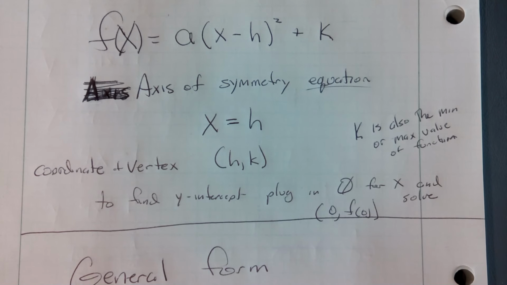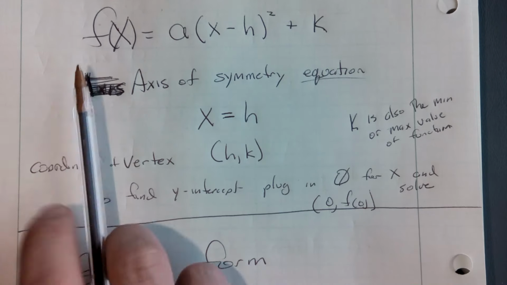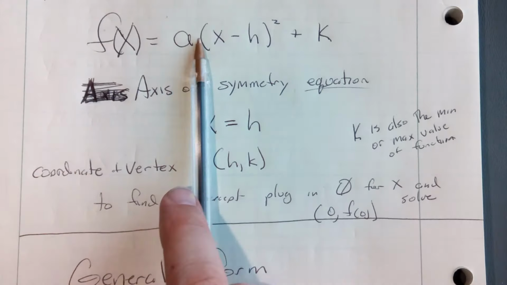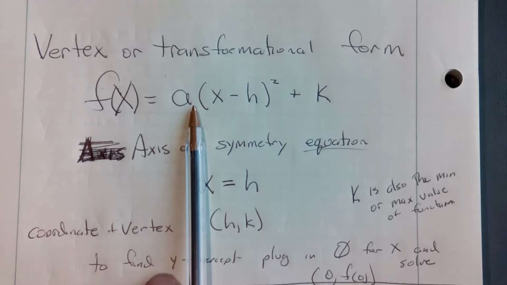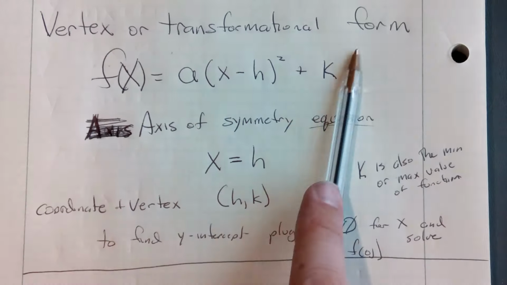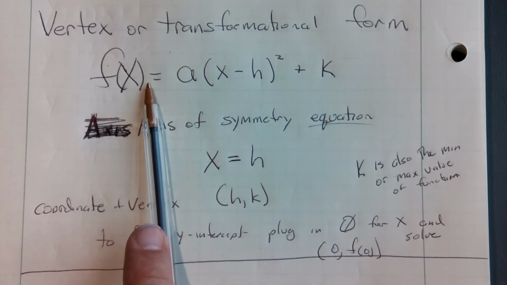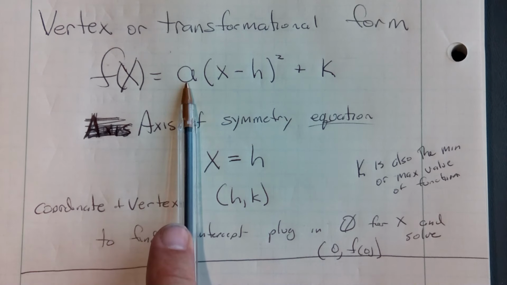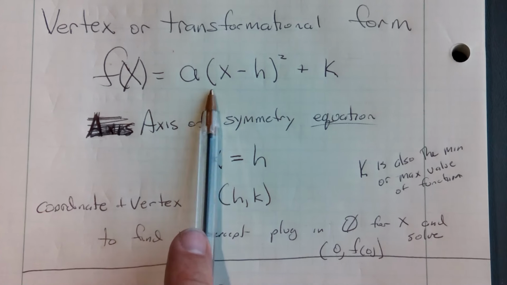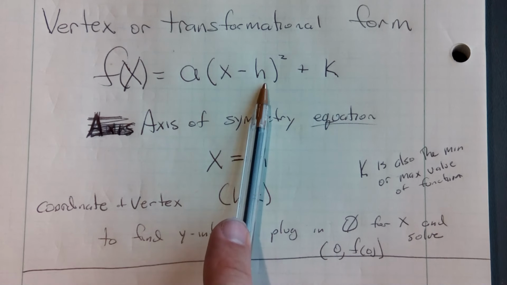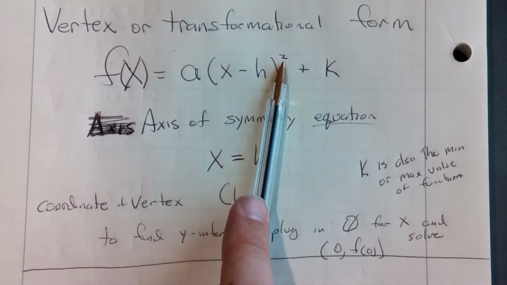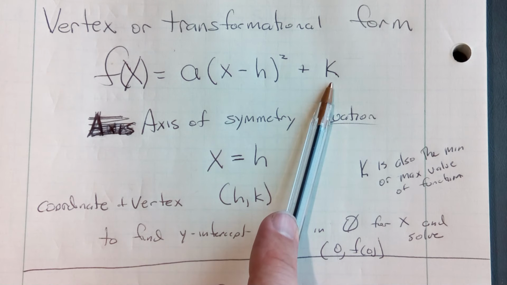Welcome. Today we're going to learn about how to find certain features of parabolas or quadratic formulas. The last lesson talked about a quadratic in what's called vertex or transformational form, where f of x equals some stretch times, in parentheses, x minus h, where h is a horizontal shift, in parentheses squared, plus k, where k is a vertical shift, up or down.